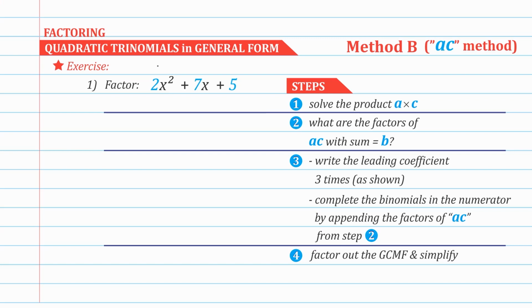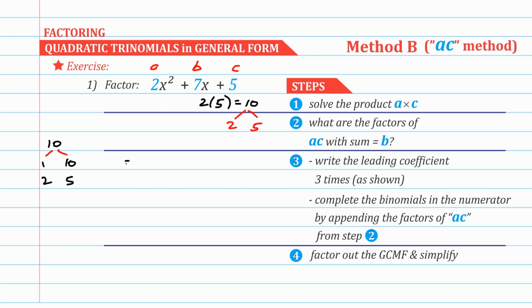So, first, label A, B, and C. AC is therefore 2 times 5, which is equal to 10. Okay, lista natin dito. Ano ba ang factors of AC with sum equal to 7? So, try natin. 1 and 10, no. 2 and 5, that's equal to 7. So, sulat natin. This is 2 and 5.